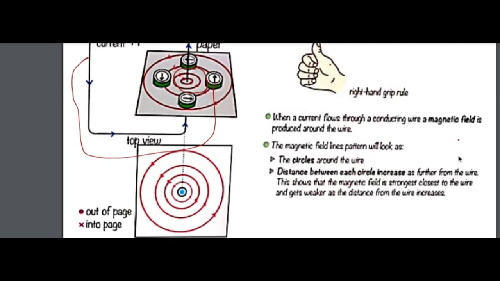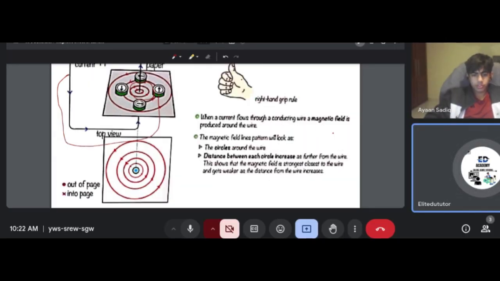Okay. So by looking at these 3 points, when a current flows through a conducting wire, a magnetic field is produced around the wire. The magnetic field lines pattern will look like circles around the wire, and the distance between each circle increases as you go further from the wire. Look, there is a first circle, second, third and fourth. So one by one the circles are increasing. The circles will not stop at any single point. They will increase continuously and continuously.